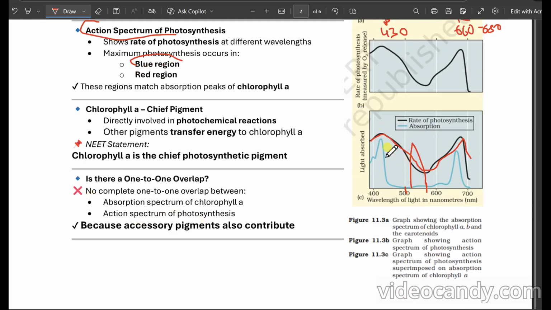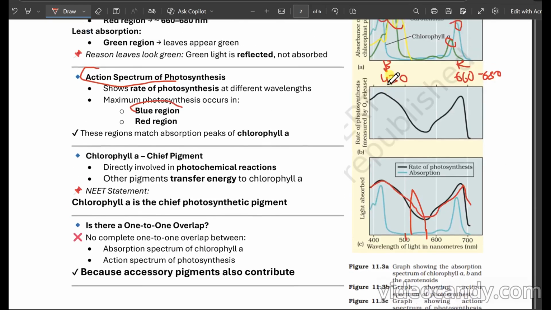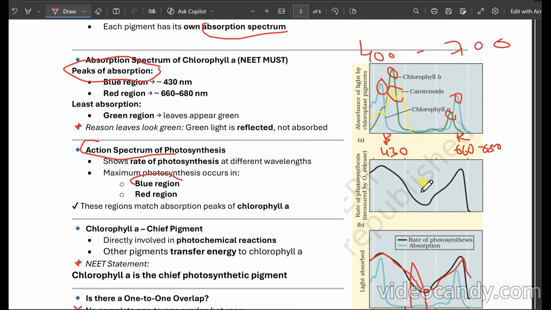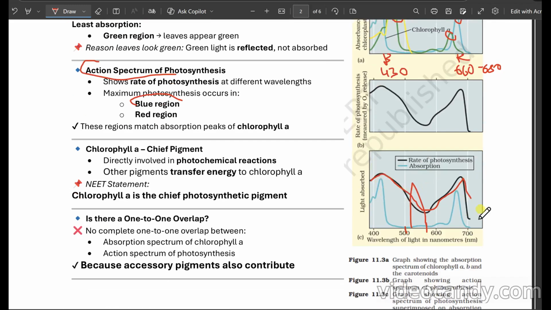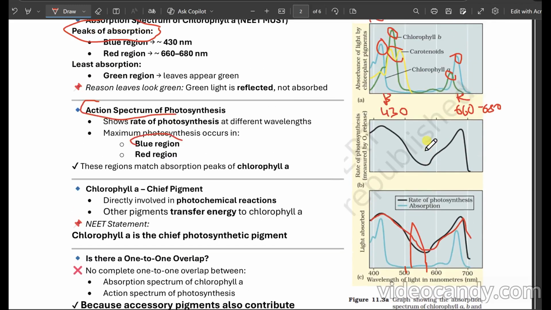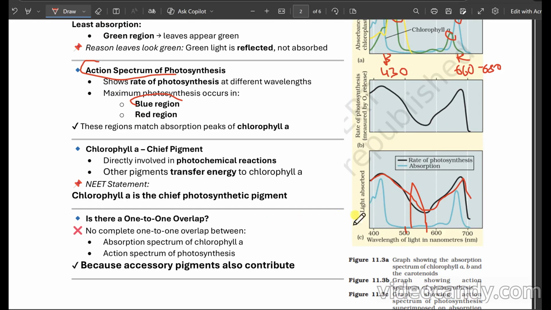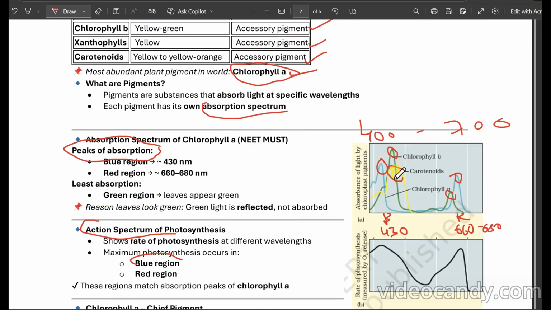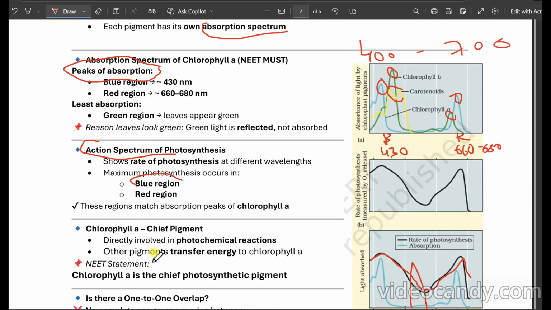ये जरूरत नहीं कि पूरा observation spectrum और action spectrum match हो, बस दोनों peaks इधर overlap हो रहे हैं. Absorption spectrum का peak और action spectrum यानी photosynthesis का peak, they are getting overlapped. Chlorophyll A का peak, only chlorophyll A. So the absorption spectrum of chlorophyll A and the action spectrum of photosynthesis, the peaks are matching together. This is very important. This is very important for the NEET.